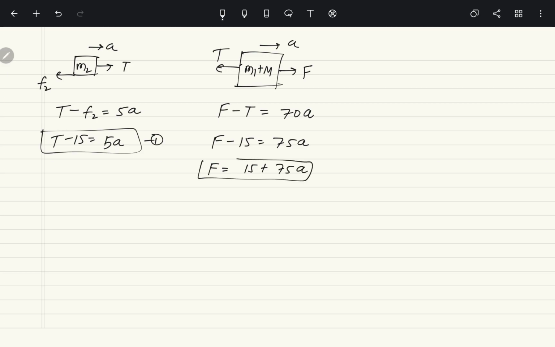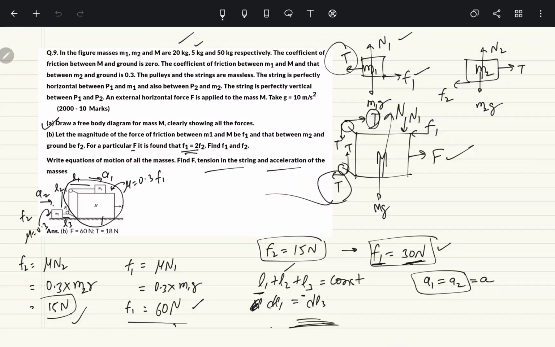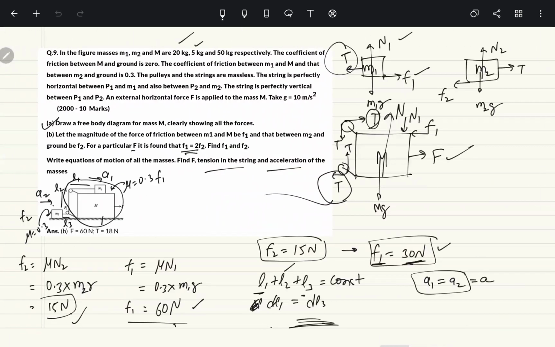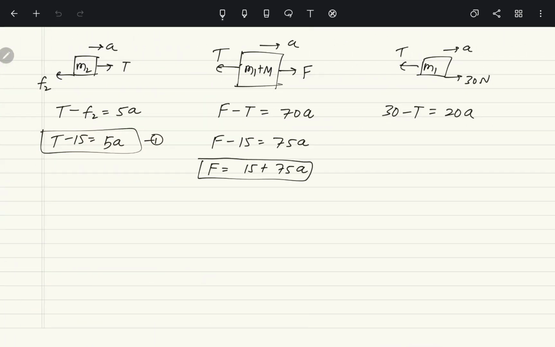That's it. Now here we need the value of acceleration, so that we can calculate the capital F value. For this, if you see the M1 block, it is moving with acceleration a, right? If we see the M1 block separately, there's a tension T on this one, there's a friction which is 30 Newton, and it's moving with acceleration a. So if we write the equation, 30 minus T equal to, and the value of mass is 20 kg, 20a. Now this is equation 2, and this is equation 3.